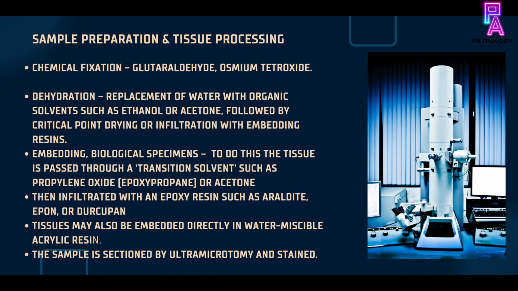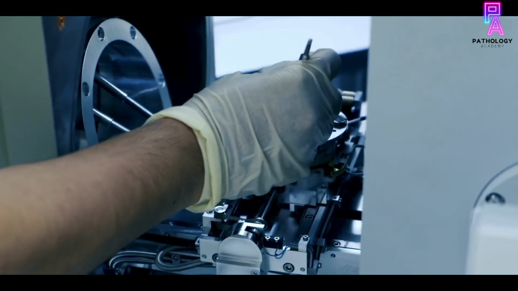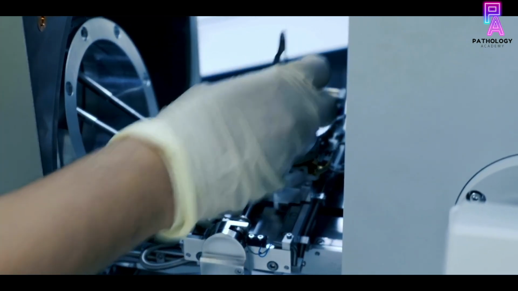Coming to the preparation of a specimen for electron microscopy. Well, in this, fixation is done by glutaraldehyde or osmium tetroxide. Dehydration is done by ethanol or acetone, and then there is embedding in resins. These resins could be epoxy resins such as Araldite, Epon, or Durcupan, or it could be water-miscible acrylic resin. The samples are sectioned by ultramicrotome and then stained.